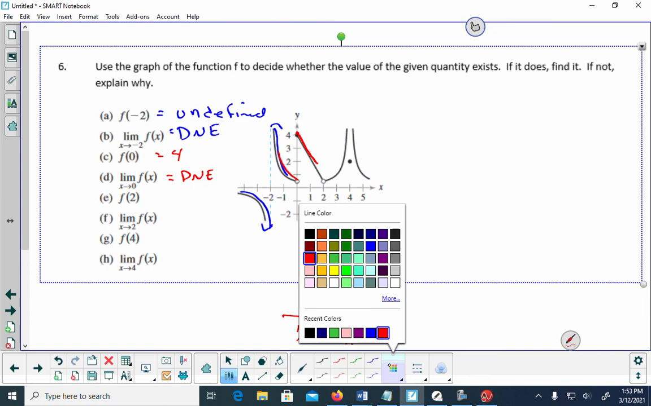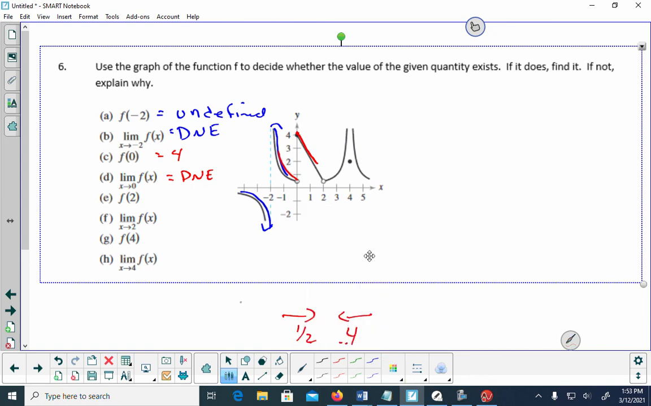Switching colors again, it wants f of 2. So f of 2, I have an open circle at 2, but I don't have a solid dot, which means that it is undefined. Then it wants me to find the limit as x approaches 2. So from the left, it looks like it's about 1/2. From the right, it looks like it's also about 1/2. It's approaching the same number, so I'm just going to say that this limit is 1/2.